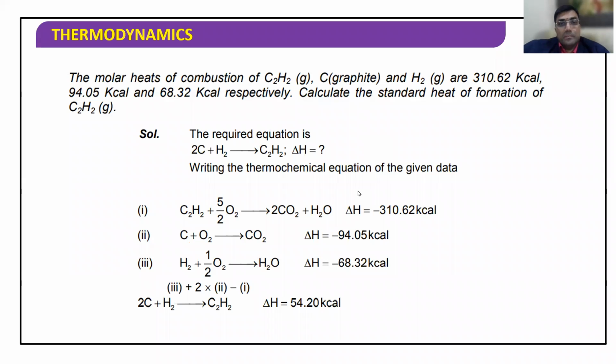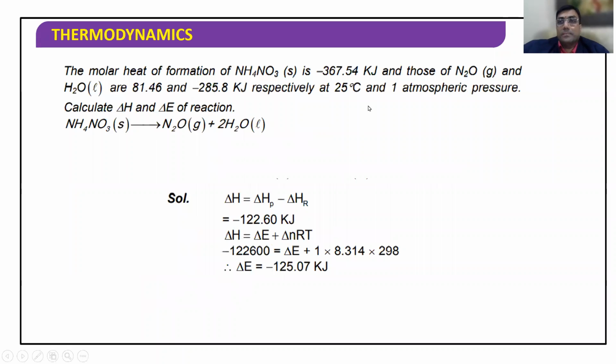Next question. The molar heat of formation of ammonium nitrate is minus 367.54 kilojoules, and that of N2O and water is given at 1 atmosphere. Calculate delta H and delta E for the reaction.